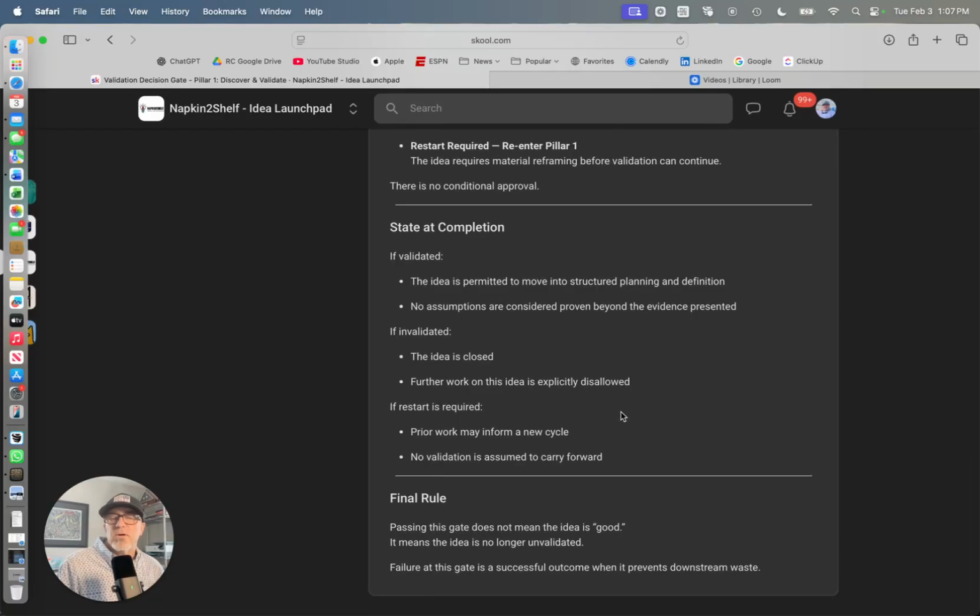If a restart is required, then prior work may inform the new cycle and no validation is assumed to carry forward. The final rule in all of this is passing this gate does not mean the idea is good. It means the idea is no longer unvalidated. Failure at this gate is a successful outcome when it prevents downstream waste.